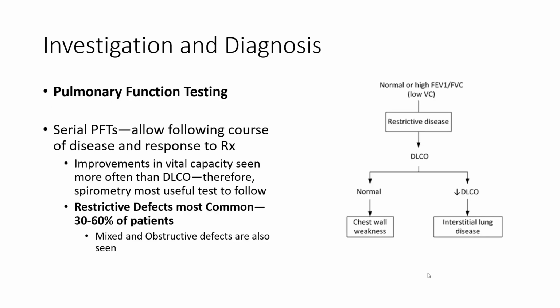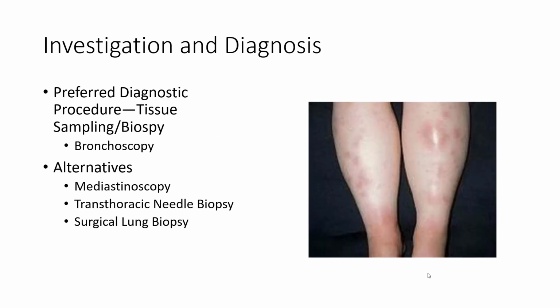We have already talked about how sarcoidosis will produce a restrictive lung disease, which is going to be an FEV1 to FVC ratio, which is normal or high, but then a low vital capacity. If you do a diffusing lung capacity test, you'll see that it's reduced in terms of interstitial lung disease, and that will be pretty well applicable to most folks that have sarcoidosis, but occasionally they can have mixed and obstructive defects are possible.